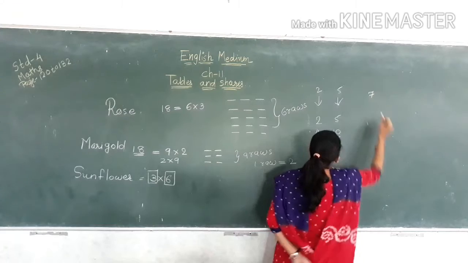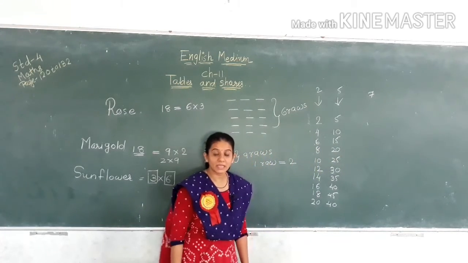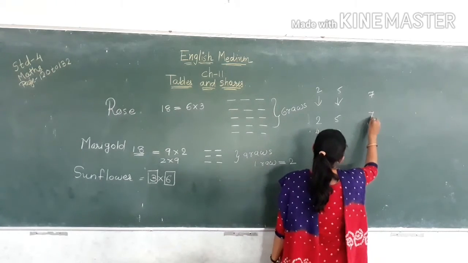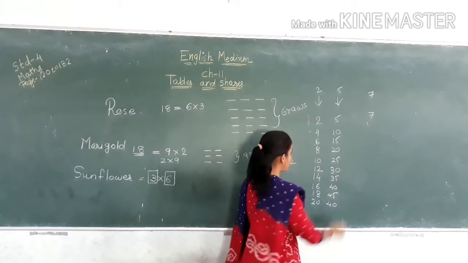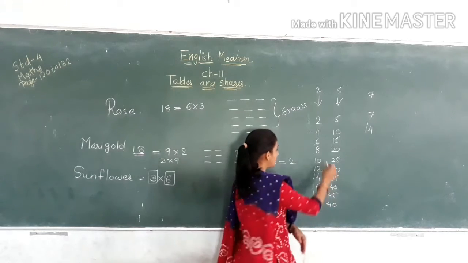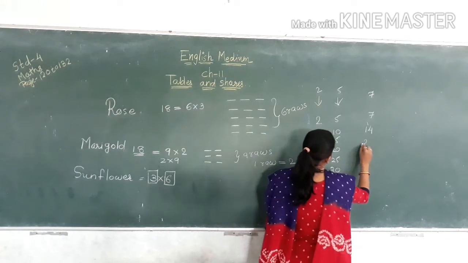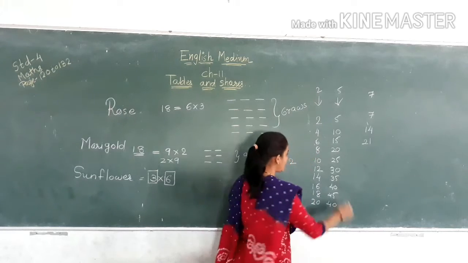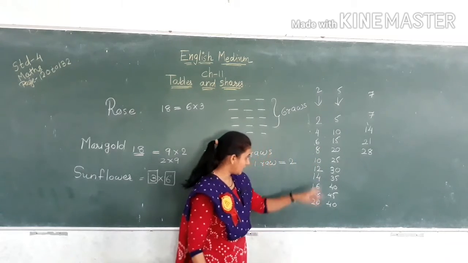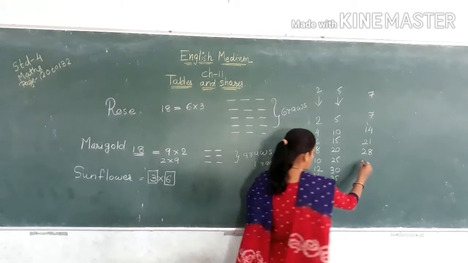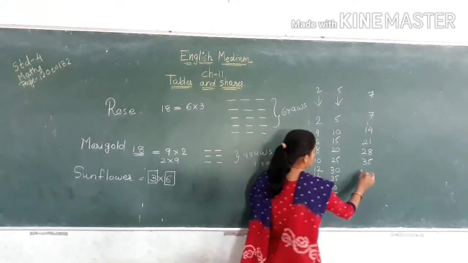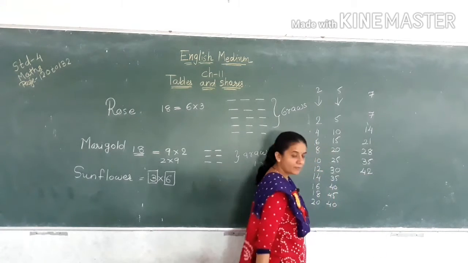Now we are making the 7 table here. So 2 plus 5 is equal to 7. So 7 1s are 7. 4 plus 10, so 14. 7 2s are 14. Then 6 plus 15, 21. So 7 3s are 21. 8 plus 20, 28. 7 4s are 28. 10 plus 25, so 35. 7 5s are 35. 12 plus 30, here 42, that means 7 6s are 42.